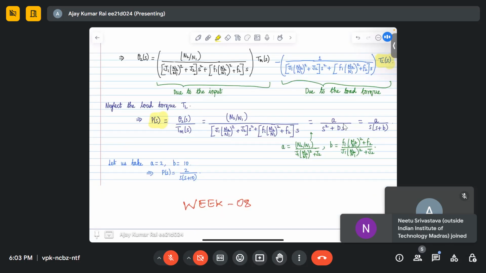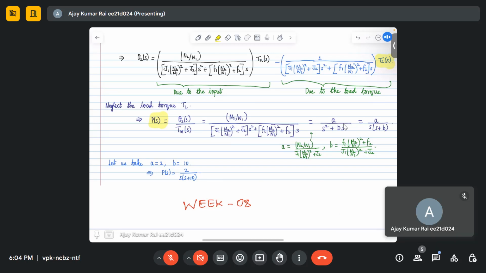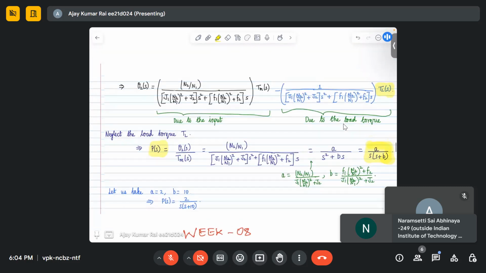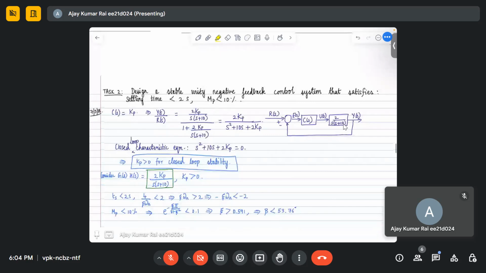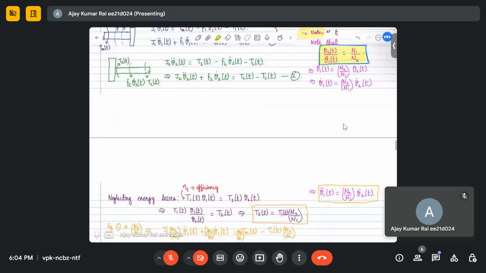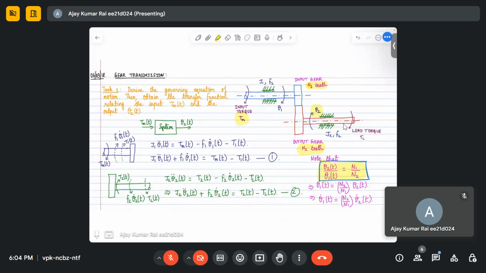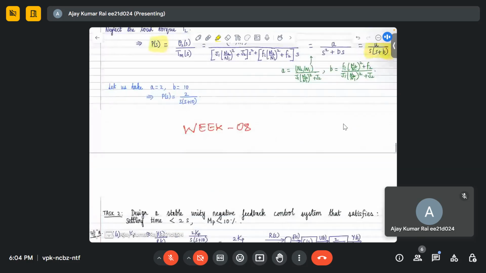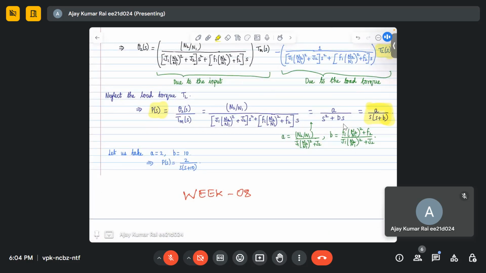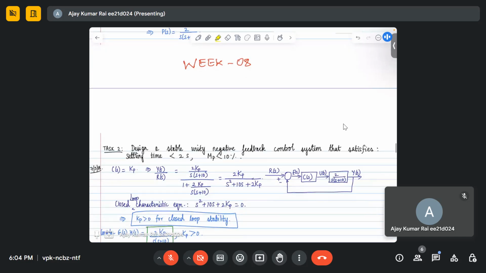We have substituted a few values, a and b, so that this plant transfer function looks very similar to what we have studied. You can relate to this transfer function, right? This was covered in week 7, and this is how we start. We are given a plant and we try to develop the equations, then we get to the transfer functions. And if we have the plant transfer function, we try to develop the control.